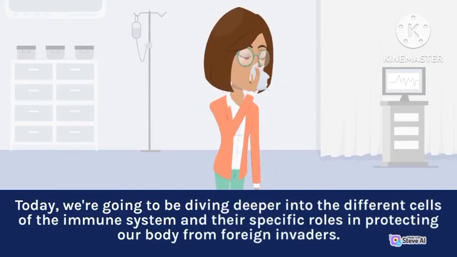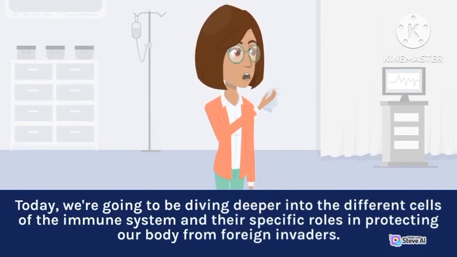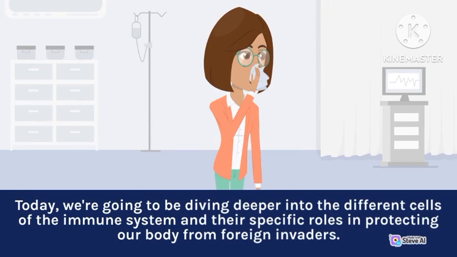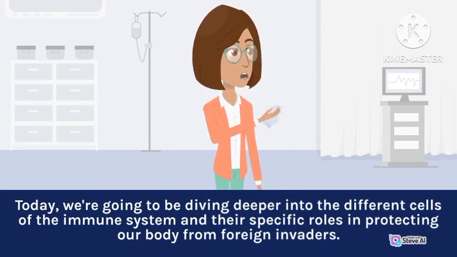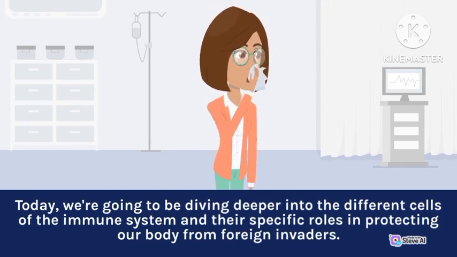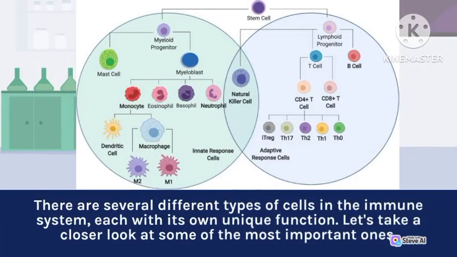Today, we're going to be diving deeper into the different cells of the immune system and their specific roles in protecting our body from foreign invaders. There are several different types of cells in the immune system, each with its own unique function. Let's take a closer look at some of the most important ones.